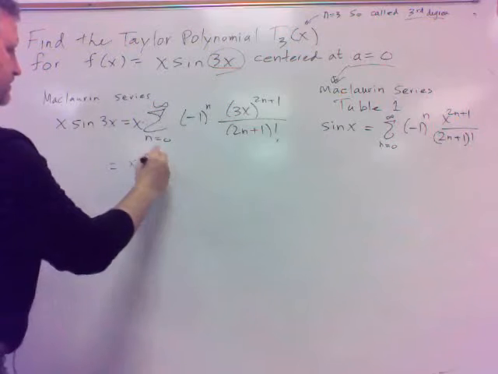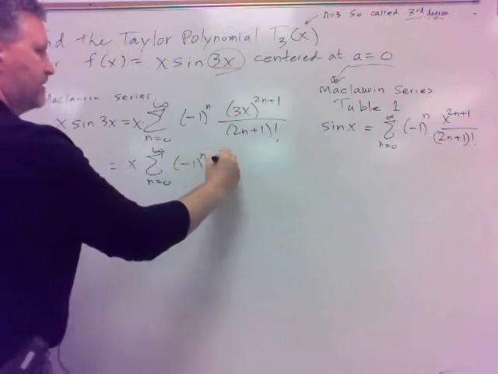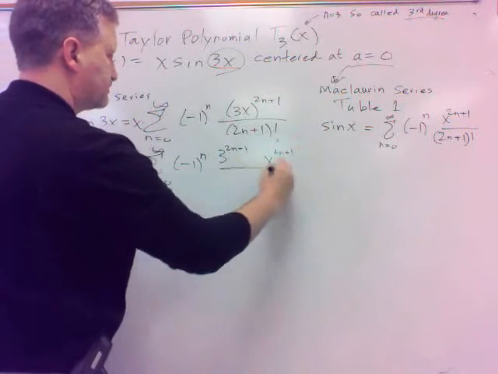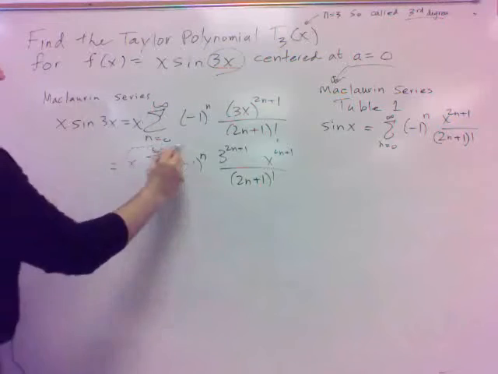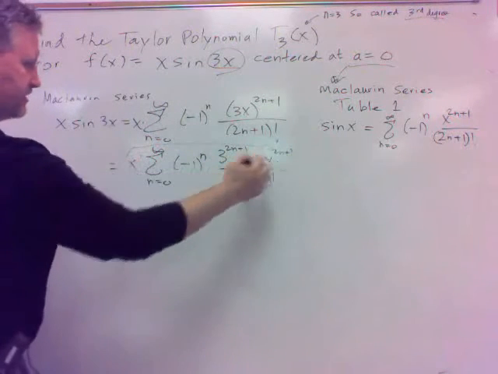Well, that is 3 to the 2n plus 1 times x to the 2n plus 1 over 2n plus 1 factorial, because I'm going to go ahead and bring in the x with that, x to the first, so it'll be 2n plus 2 there on the end.